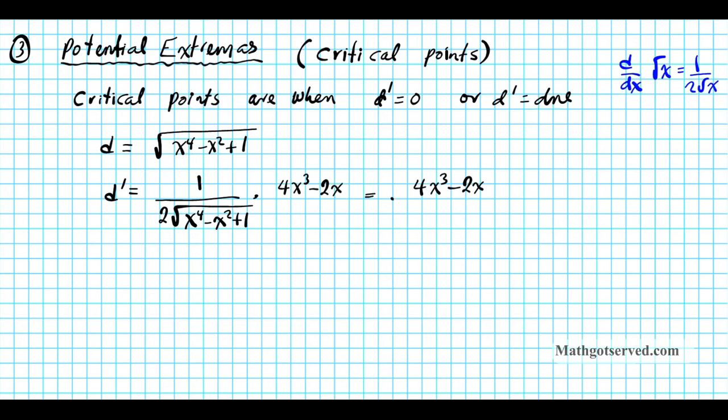divided by the square root of, actually we have a 2 on the outside, so 2 times the square root of x to the fourth minus x squared plus 1. Alright, so to find our critical points, let's start with when d prime is equal to 0. When d prime is equal to 0, we can just focus on the numerator. Set the numerator to 0, okay, because when you cross multiply, the denominator drops off.